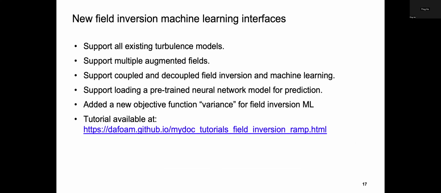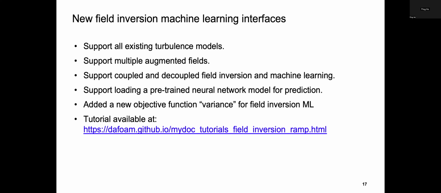Thank you. I'm very glad to hear that DAFoam is useful for your research. Regarding your question, I want to clarify a little bit. By saying supporting all existing turbulence models, I mean that before, we had to develop a new turbulence model. For example, in the old interface, we had to create a turbulence model that we might call SA field inversion by changing a lot of things. Now we have a new interface such that I add these augmented fields for all the existing turbulence models.